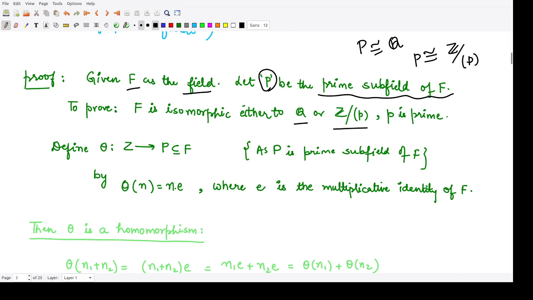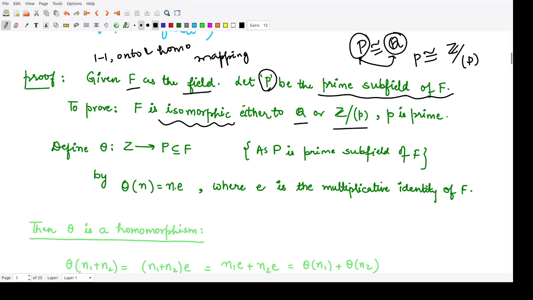So what we are doing is, to prove this to be an isomorphism, we have to define a mapping from this set to this set, which relates these two, such that the mapping is both one-one and onto, and it is also a homomorphism. If all these three conditions are satisfied by that particular mapping, we will say our fields are isomorphic to each other. So for that, we are defining this mapping.